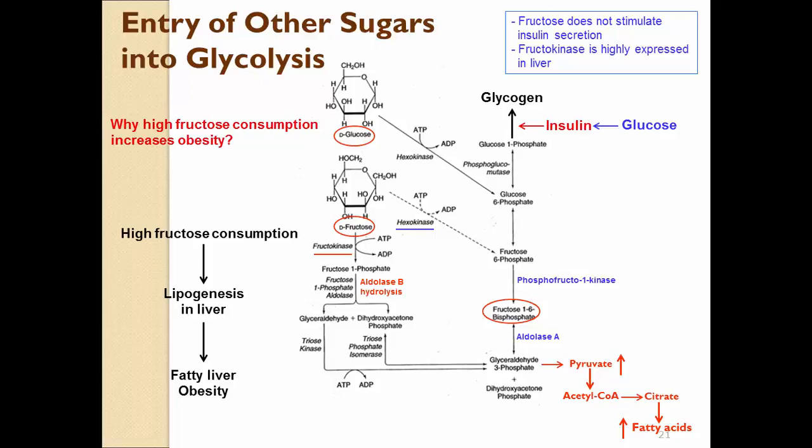And this just gives a little bit more detail on how high fructose consumption can lead to fatty liver or obesity, because you will generate a lot of pyruvate and acetyl-CoA because of this bypass of the rate-limiting reactions. So a lot of fructose can be metabolized to generate pyruvate and acetyl-CoA for fatty acid synthesis, right?